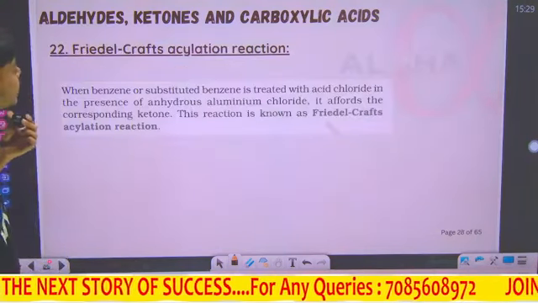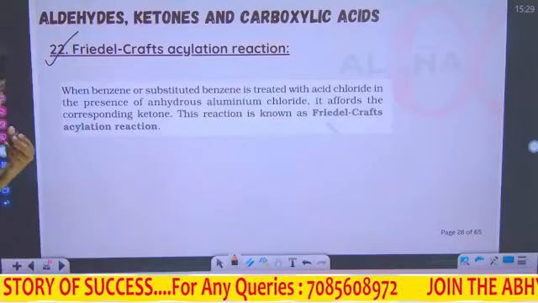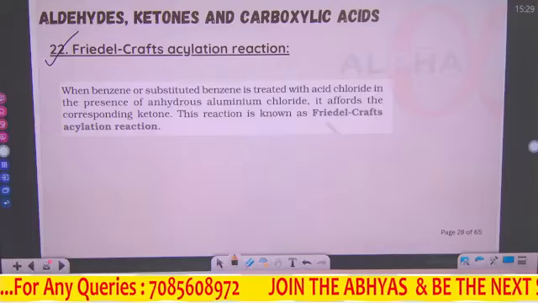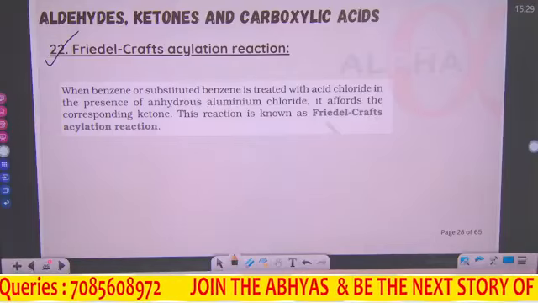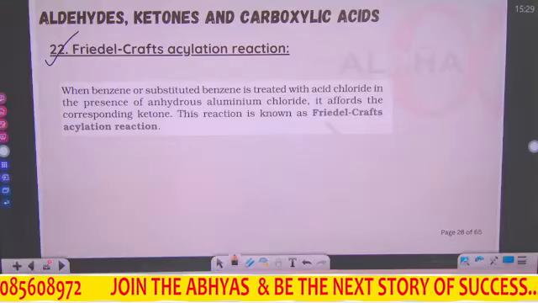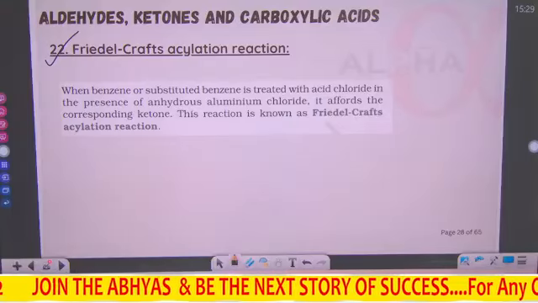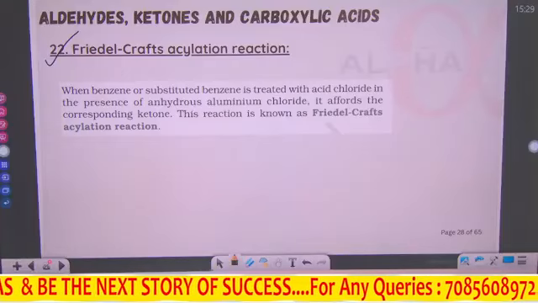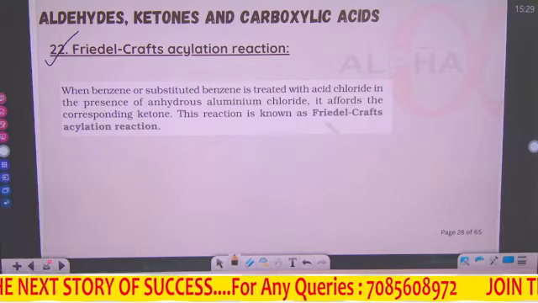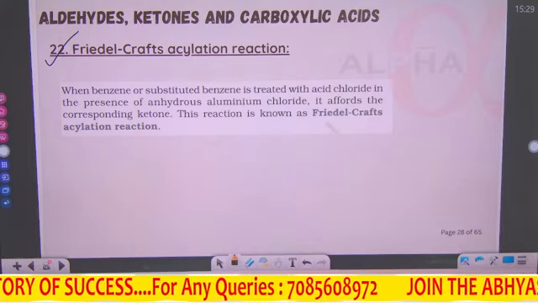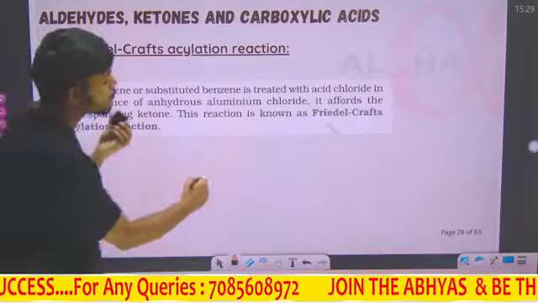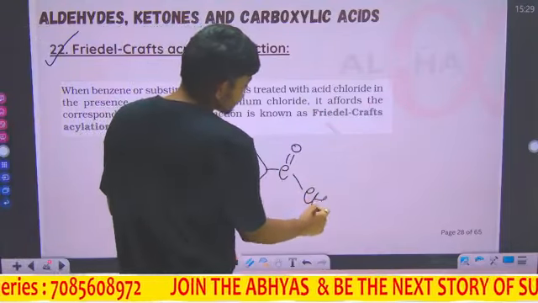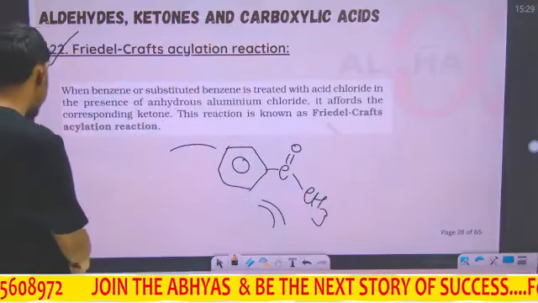Moving on, we have Friedel-Crafts acylation reaction, which we have already discussed. What is written here? When benzene or substituted benzene is treated with an acid chloride, the COCl group, in the presence of anhydrous AlCl3 Lewis acid, it affords the corresponding ketone. This reaction is known as Friedel-Crafts acylation reaction. Like you all know, this is the product of benzene acylation. We know this is a ketone, so that's what they are saying.